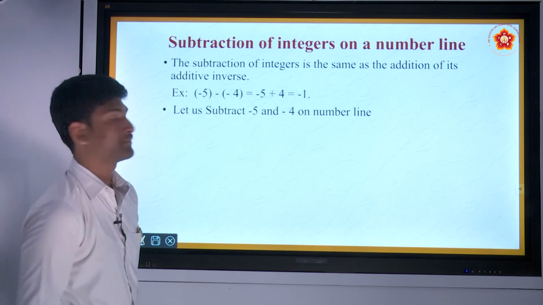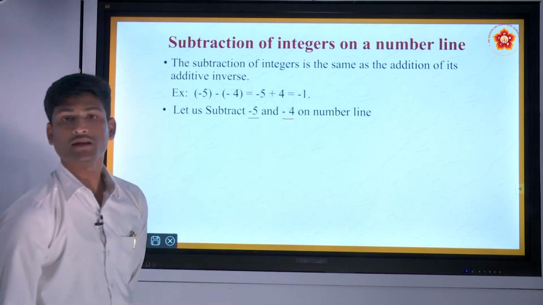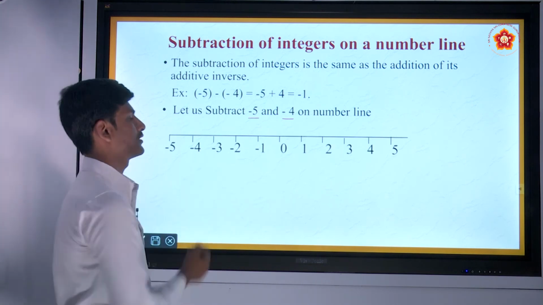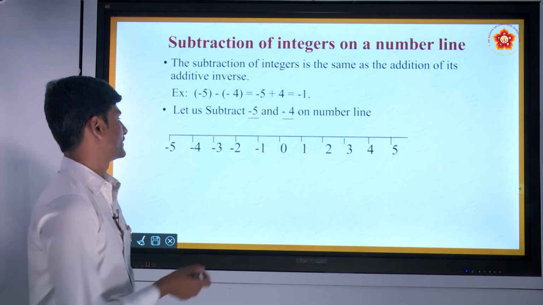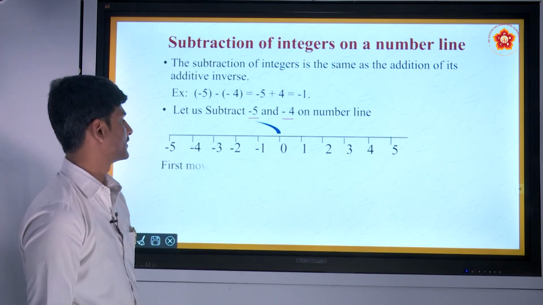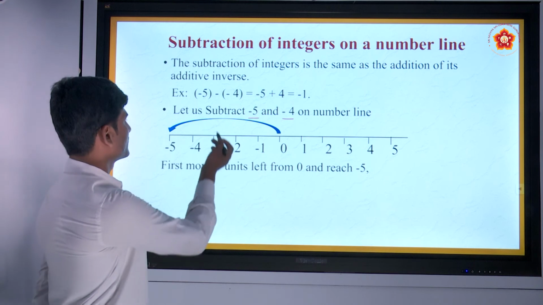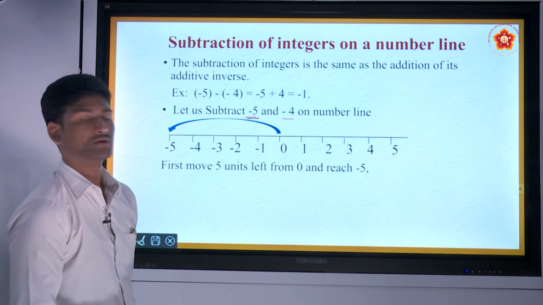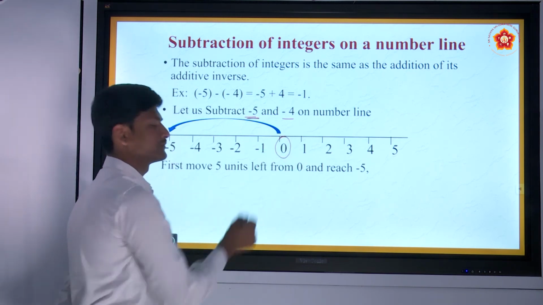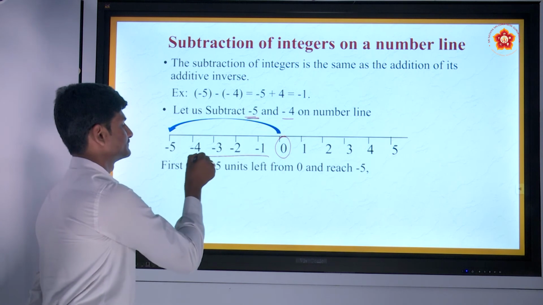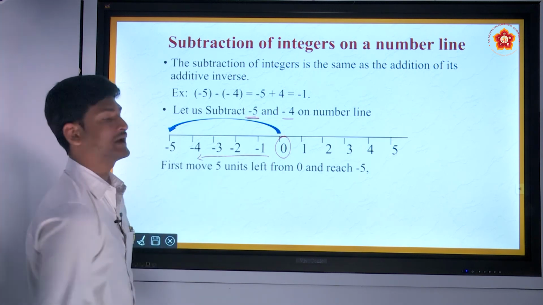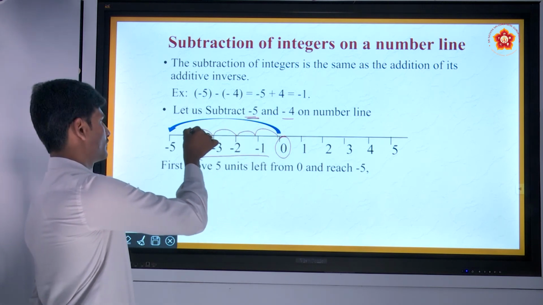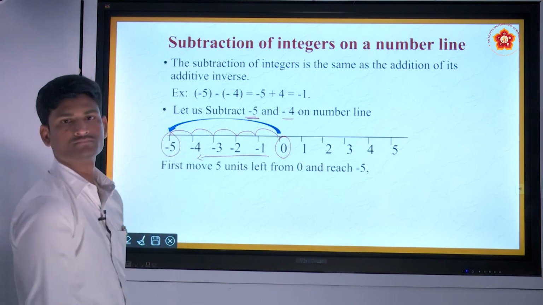Then let us subtract minus 5 and minus 4 on a number line. First we draw a line, mark the integers on the number line with the same distance, right? First minus 5. Minus 5 is a negative integer. We start from 0, minus 5 towards left side, right? We move 5 units left from the 0, 1, 2, 3, 4, 5, minus 5, right?